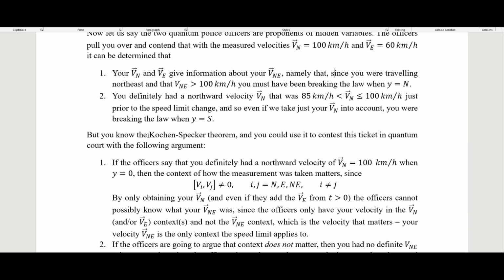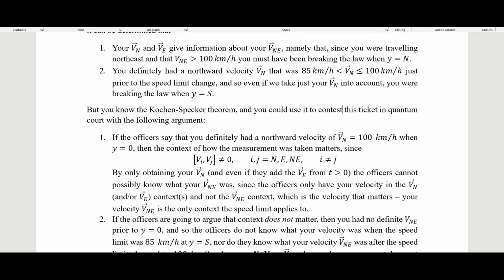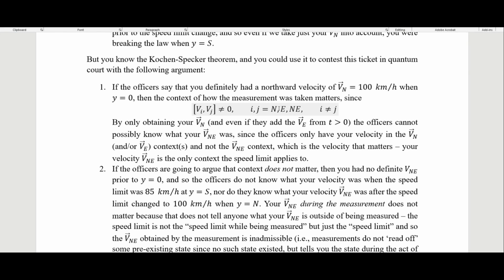But you are in court and you want to contest this ticket, and you know the Kochen-Specker theorem, and so you could use it to contest this ticket in quantum court with the following argument. One, if the officers say you definitely had a northward velocity of 100 kilometers per hour when y was equal to 0, so right when you were on that line, then the context of how the measurement was taken matters, since the north and northeast velocities do not commute with each other. So only obtaining your northward velocity component, and even if they added the eastern component at some time t greater than 0, the officers cannot possibly know what your northeast velocity was, since the officers only have your velocity in the north and or in the east context, and so not the northeast context, which is the velocity that matters.